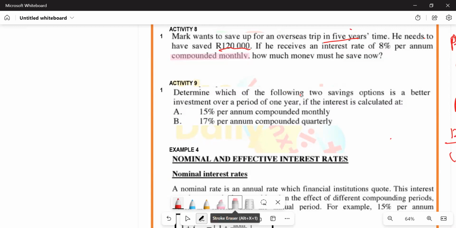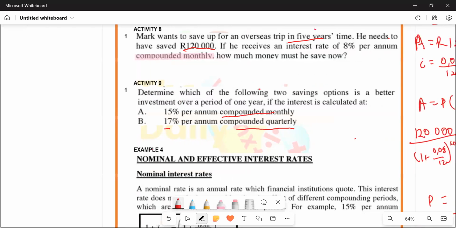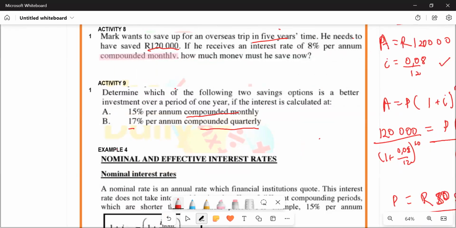Okay, again, you're supposed to compare here. You're going to compare the one which is compounded monthly with the one that is compounded quarterly. But the interest here is 15%. The interest here is what? It's 17%. So they say determine which of the following two savings options is a better investment over the period of 1 year if the interest is calculated at.